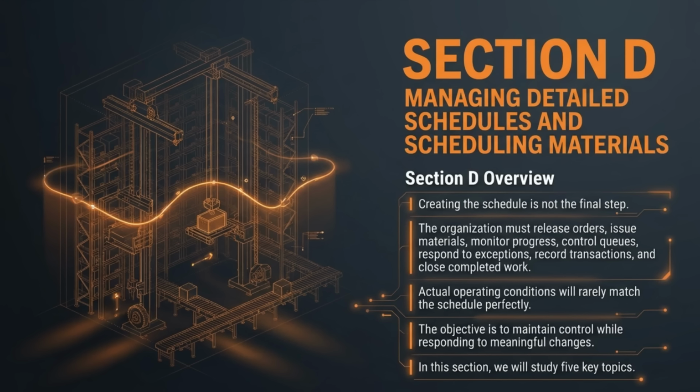Section D. Managing detailed schedules and scheduling materials. Section D Overview. Creating the schedule is not the final step. The organization must release orders, issue materials, monitor progress, control queues, respond to exceptions, record transactions, and close completed work.